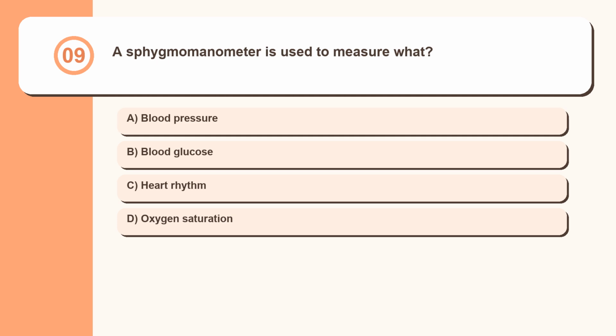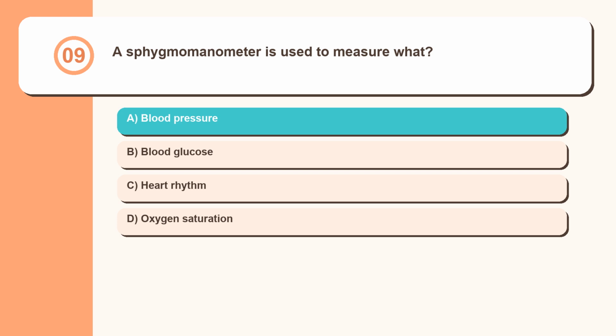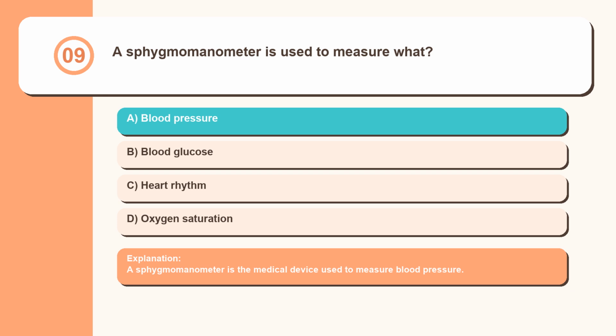Question 9. A sphygmomanometer is used to measure what? Blood pressure, blood glucose, heart rhythm, oxygen saturation. A sphygmomanometer is the medical device used to measure blood pressure.